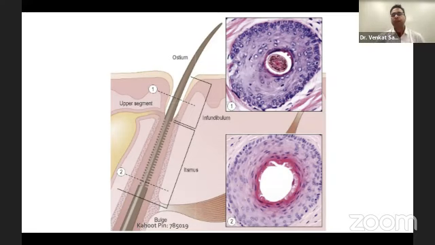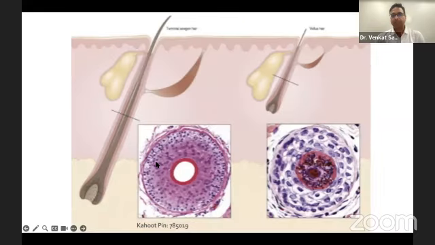It's not a very specific finding. I won't discuss that in greater detail, but I'm just telling you the significance of why we look at the inner root sheath desquamation at the level of the isthmus here.